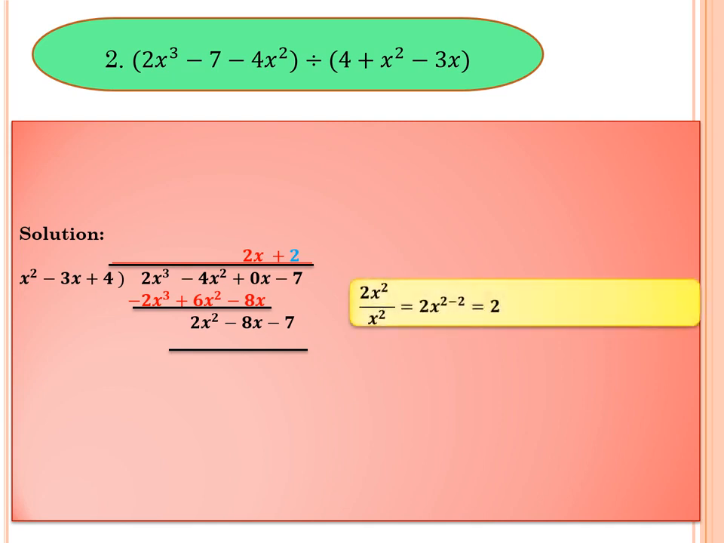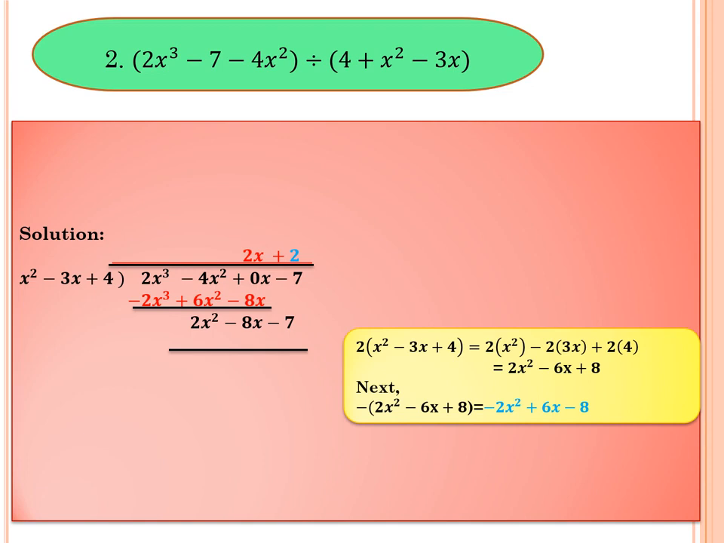So, yan na yung i-divide natin doon or i-divide na natin ng x squared. Okay, so we will have 2x squared divided by x squared will give us 2. So, yung 2 naman is the second term of our quotient. So, this 2, multiply natin each term of our divisor. So, we will have this one.